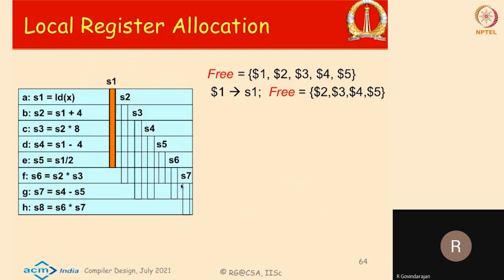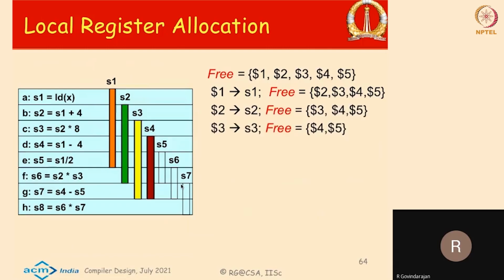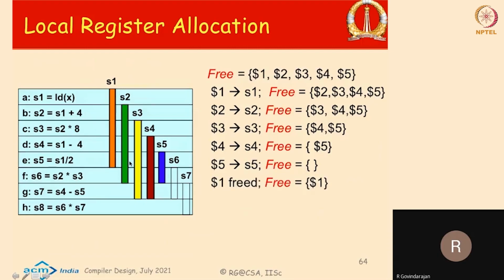Then after that, you go to the next live range, which is S2, and you can assign another free register to it. You can assign the third free register to S3, the fourth free register to S4, and then the fifth register to S5. And then when you come to S6, the S1's live range ends, and therefore that register can first be put back into free, and it can be reassigned to S6. And for S7, you can actually assign the green or the same register as S2, right? So this is how the local register allocator works.